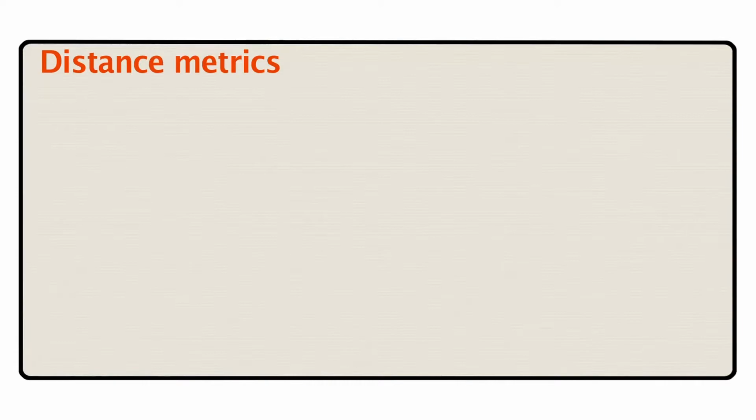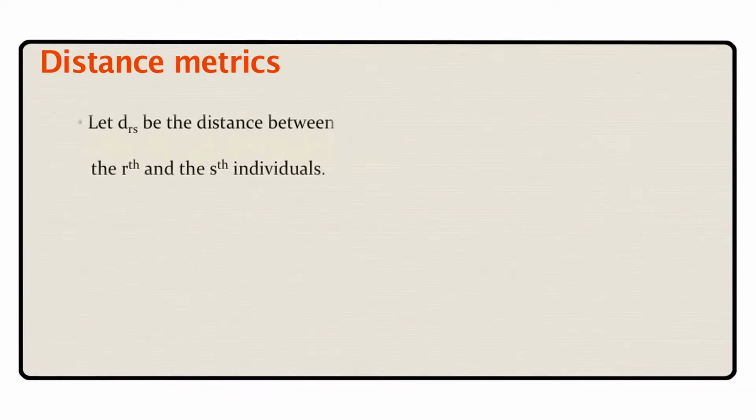First of all, we'll look at the continuous variables. And for this, we look at what is referred to as a distance matrix. So let DRS be the distance between the rth and the sth individuals. So we have two individuals, R and S, and we are trying to find out the distance between these two individuals. Both these individuals have M characteristics.